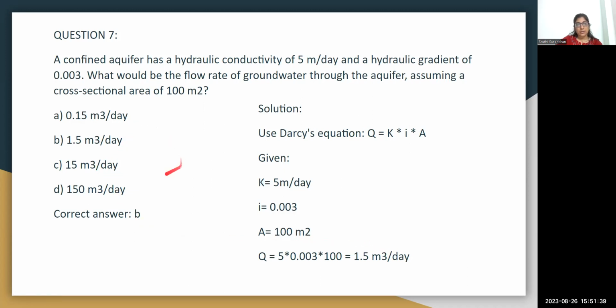Here also, let's be careful about the units. They can always give the hydraulic conductivity in terms of meter per second or centimeter per second or whatever. And we shouldn't make the mistake of directly substituting it without bothering about the unit and then finding the answer. So that was question 7.